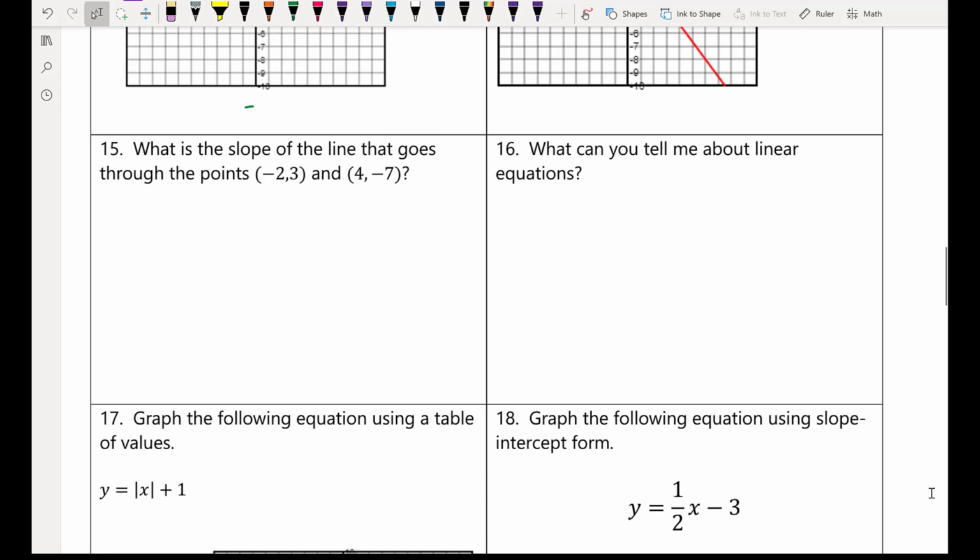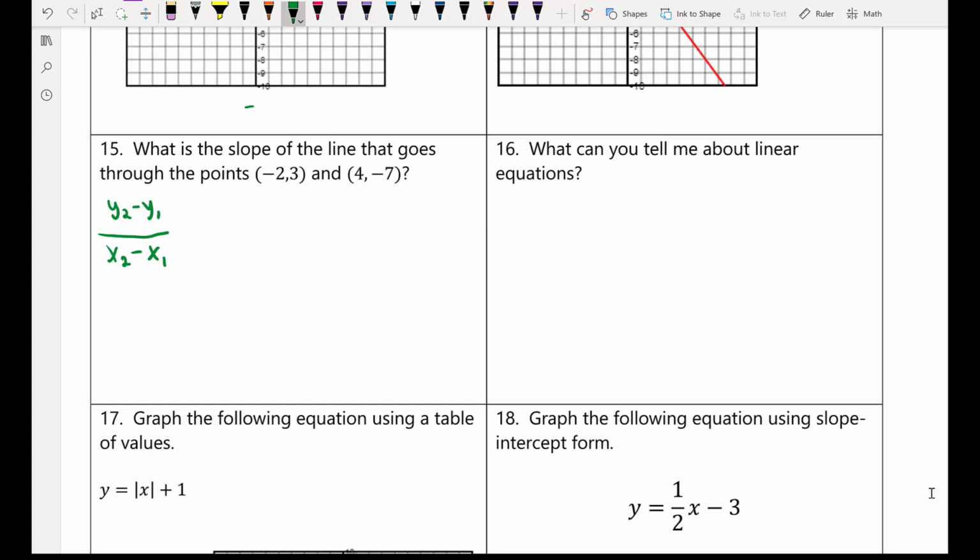So yeah. Number 15, what is the slope of the line that goes through the points (-2, 3) and (4, -7)? There is a formula that we can use for this, y2 minus y1 over x2 minus x1. We could have used that on the last one, but because visually slope is essentially how much it's going one direction and then another, it can be really easy just to count it.